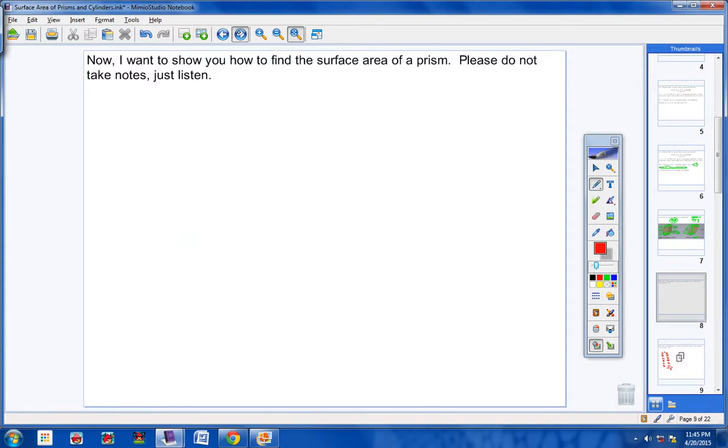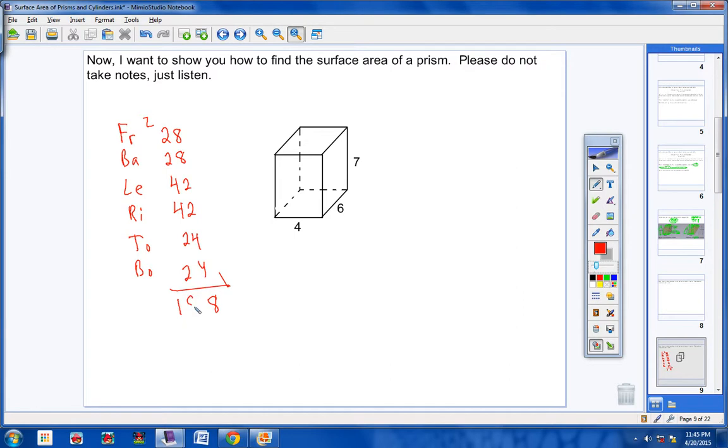Now I did do that quickly, but I think that's right. Let's check it again to make sure. 8, 10, 12, 20, 28, 2, 4, 8, 12, 18. I think that's right. And we're going to call that square units because it is area. It's surface area.